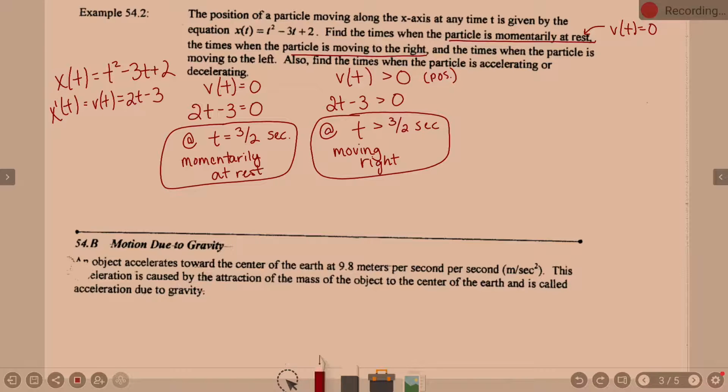Then we want to know times when the particle is moving left. So officially, we want to know when the velocity is less than 0, or in other words, when the velocity is negative. So officially, 2t minus 3 less than 0. So yes, t less than 3/2 seconds. And because that's when my velocity is negative, my particle is moving left.